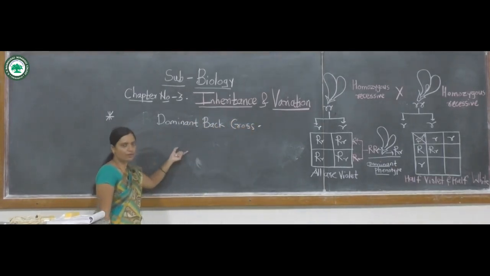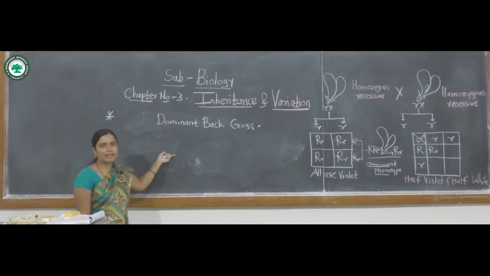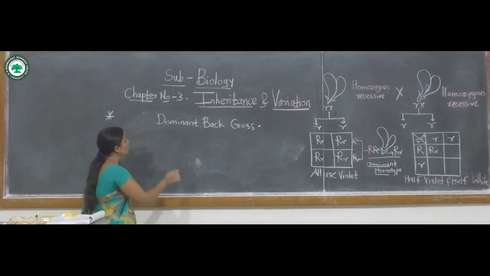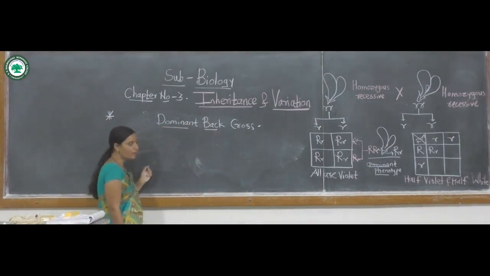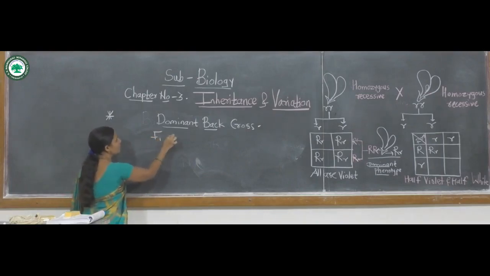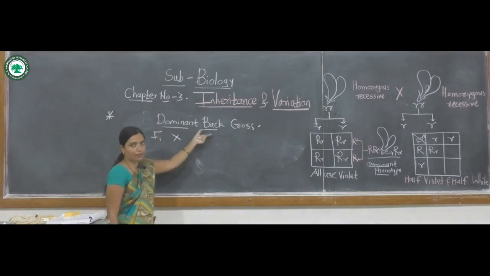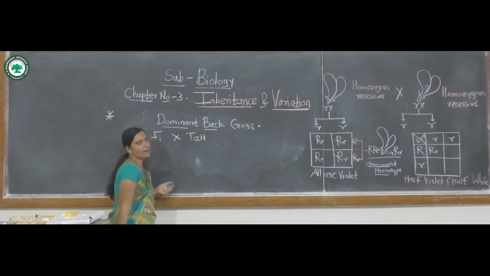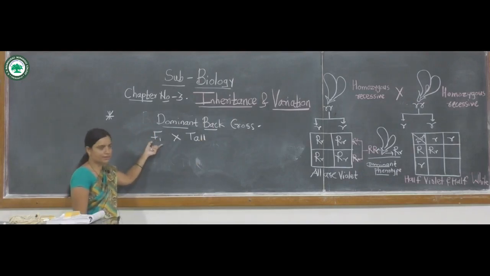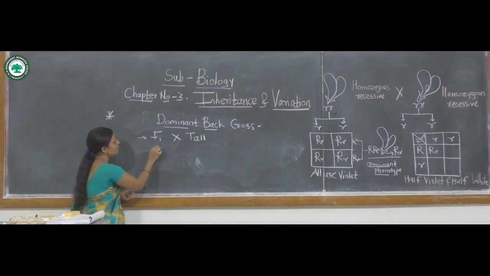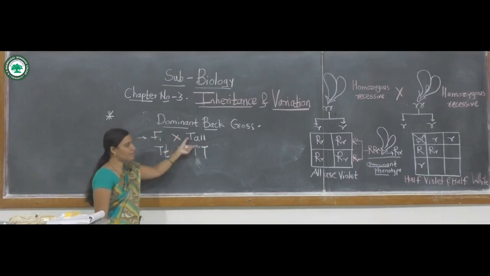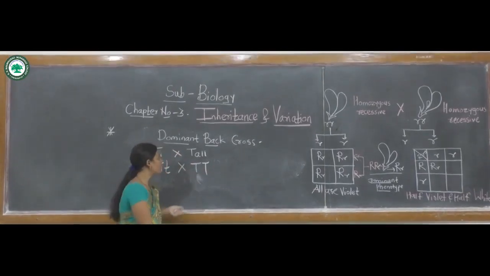The dominant back cross, for example, in pea plants, height of plants, tall and dwarf. In the dominant back cross, F1 is crossed with the dominant parent, the tall plant. The F1 is heterozygous. If the F1 hybrid is produced, it is capital T, small t, crossed with capital T, capital T, the dominating character.